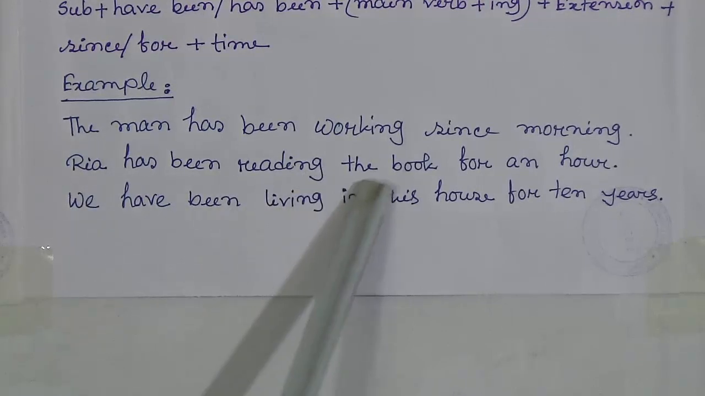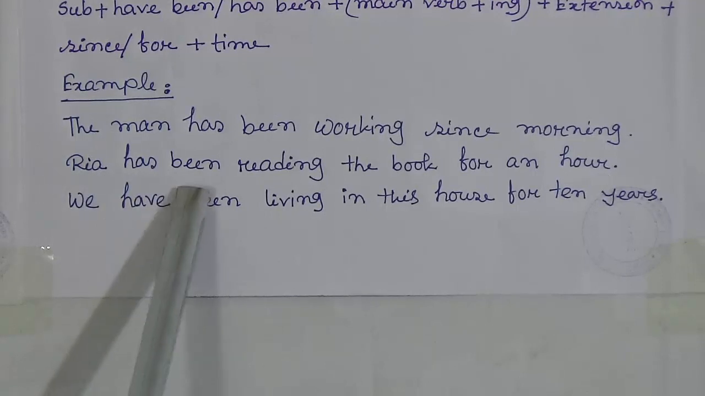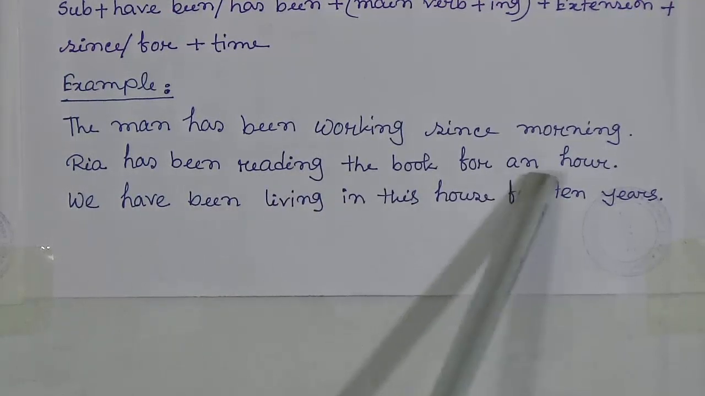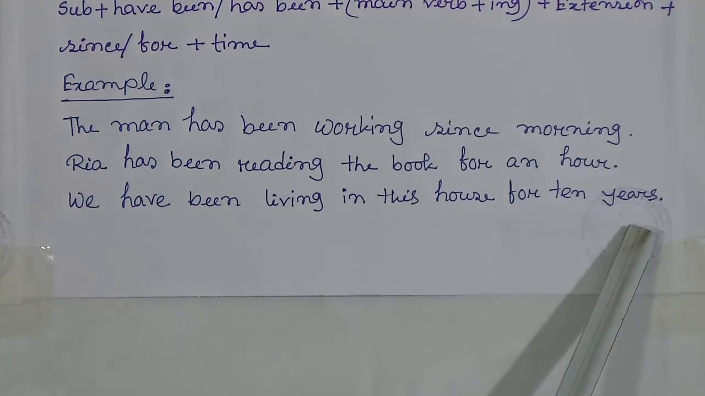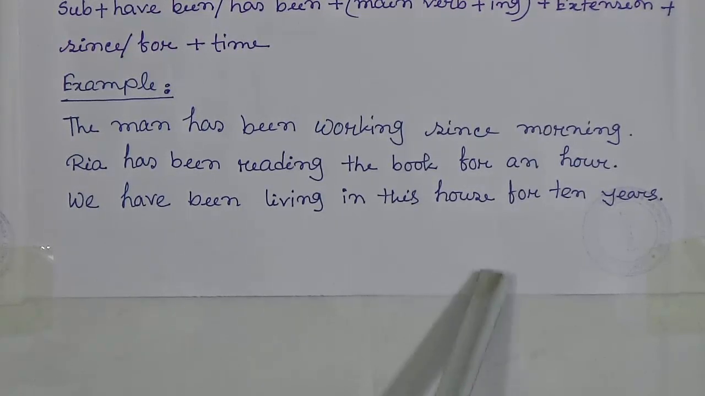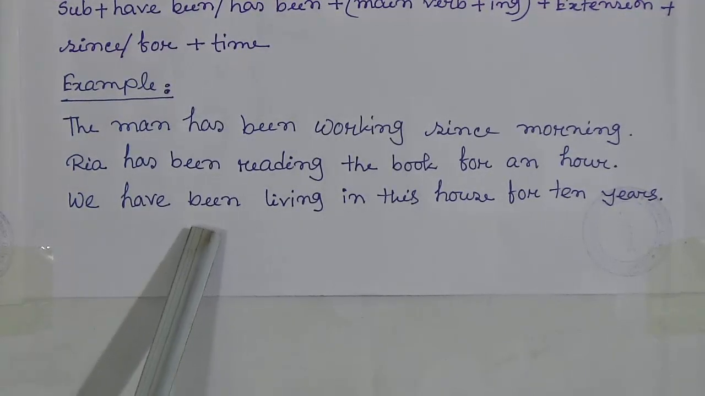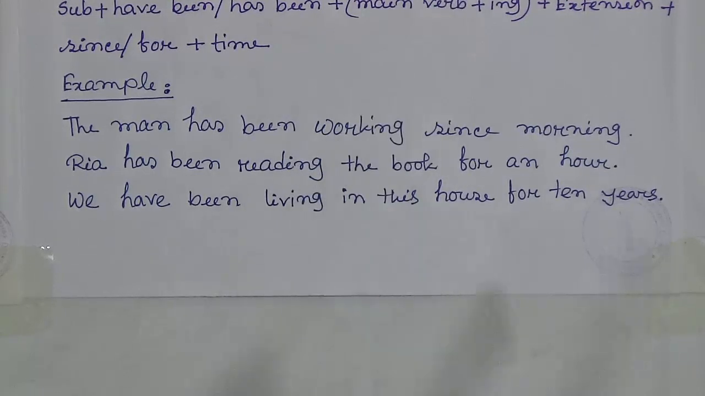Ria has been reading the book for an hour. We have been living in this house for 10 years. These are the examples of present perfect continuous tense.